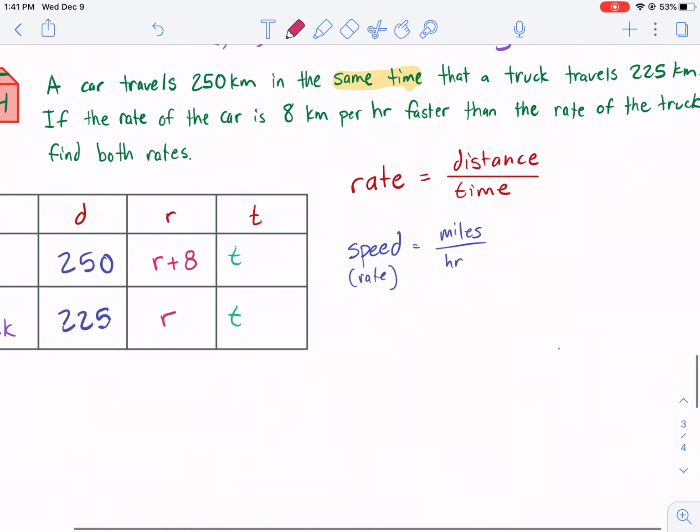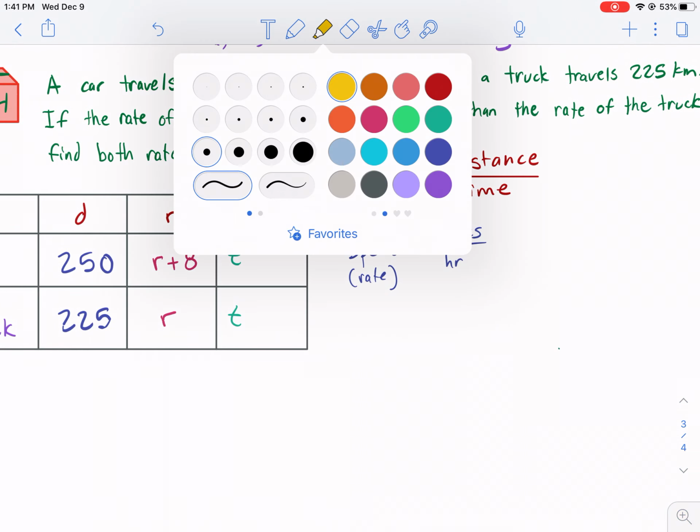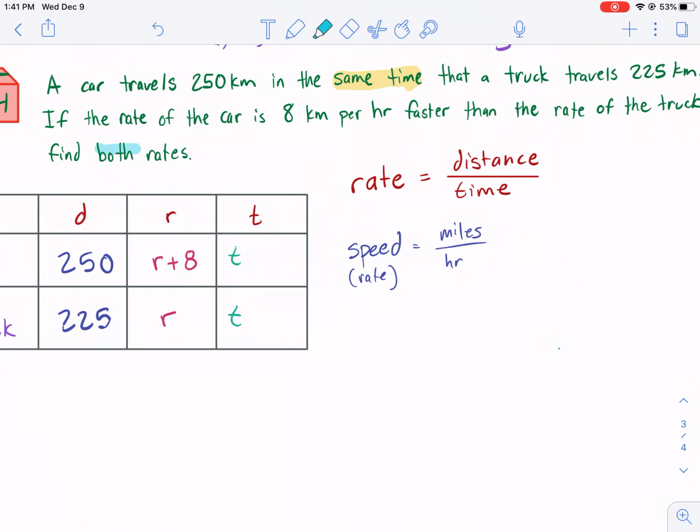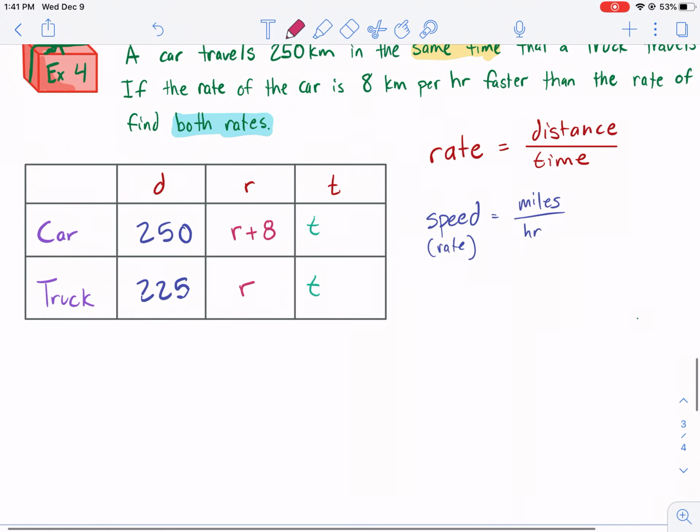And we're asked to find both rates. This is our first most important step: we have to define what it is we're looking for. We're looking for both rates. So we need to find the rate of the car, and we have to find the rate of the truck. And we're going to define our variables. We're going to label them.